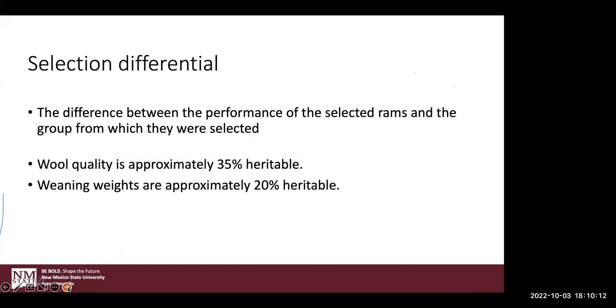The difference between performance and the group is that's the selection differential we talked about, and we're going to show you examples of that. Wool quality, again, moderate to high heritability, 35% is pretty good, where weaning weights are a little bit lower, again, because of the environment. Next slide.